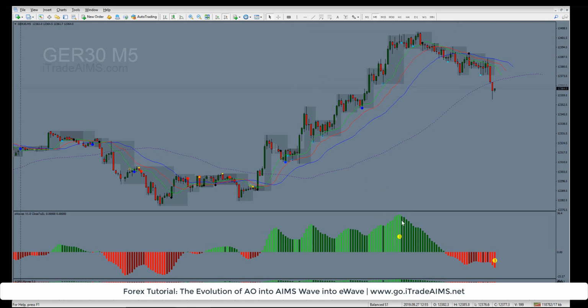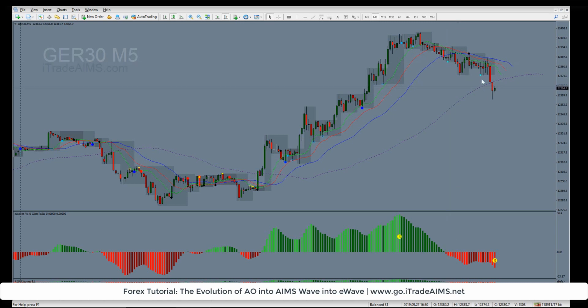So it suggested that this most probably is, and mark the words, most probably is the wave 3, because an Elliott wave is a potentiality. The previous wave is confirmed by the existence of the current wave. So it says that this could be a 3, but it will be confirmed when the wave 4 is confirmed. And for the wave 4 to be confirmed, the minimum requirement is for the AO to turn red below the zero line, which it did.